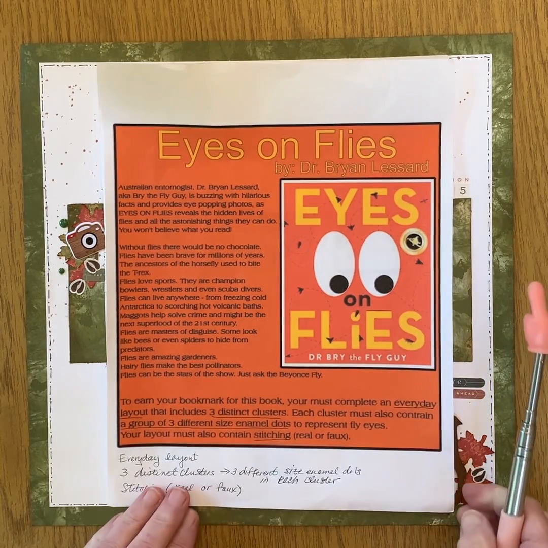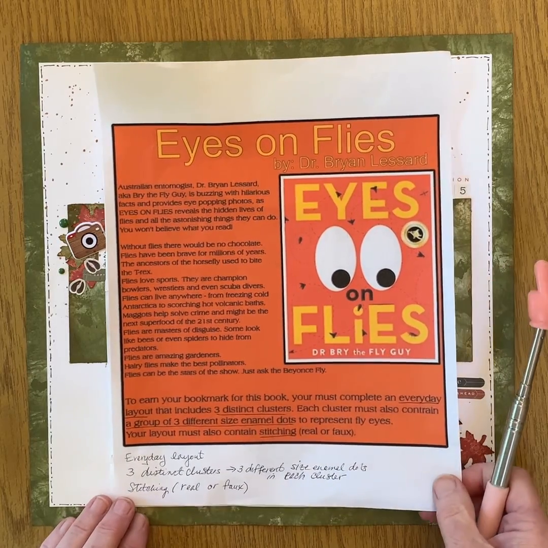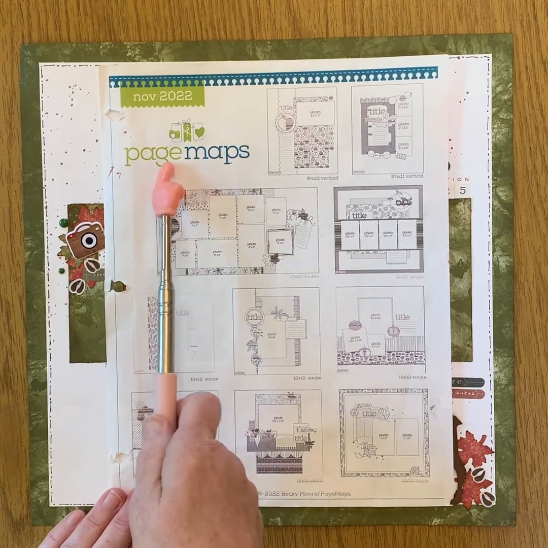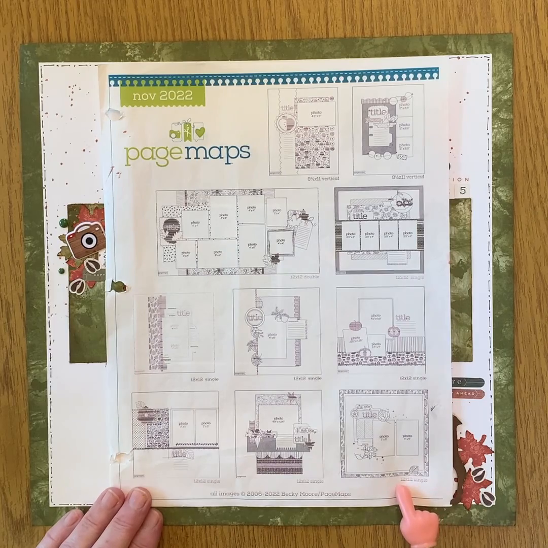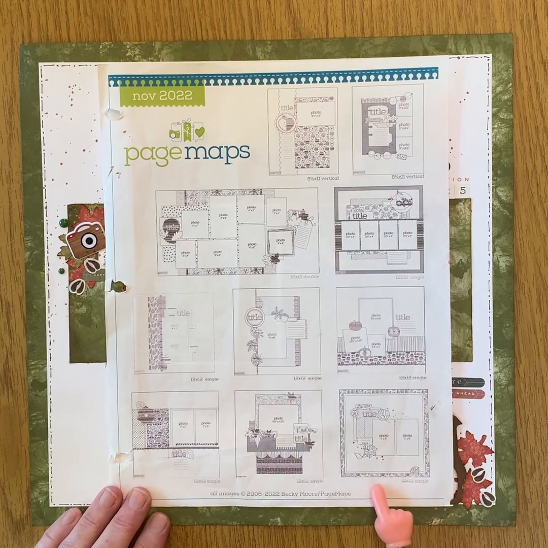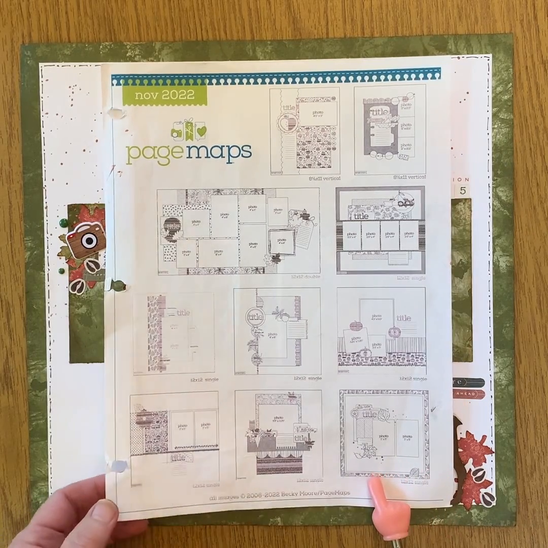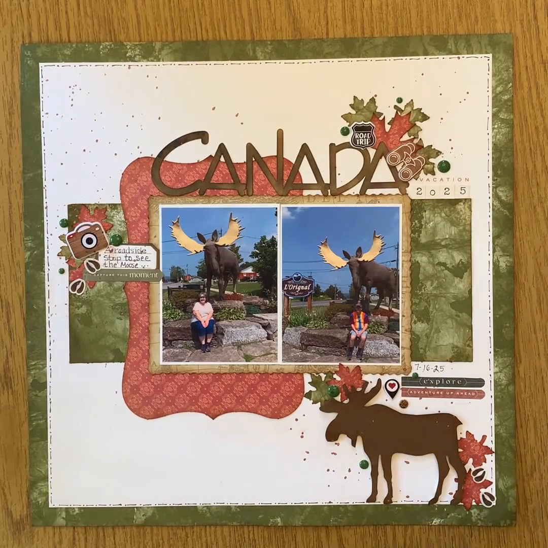And so for this layout, I will show you how I earned the bookmark, or how you could earn a bookmark also. I use Page Maps, November of 2022. I use this particular sketch here that has 2 photos. The layout is framed, it shows stitching, and it has 3 clusters. And so I chose that to help me get my page done rather quickly. So how did I do the steps to earn my bookmark?